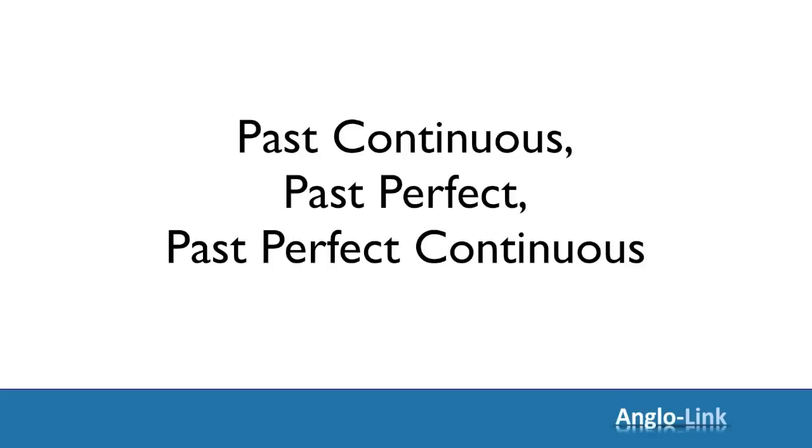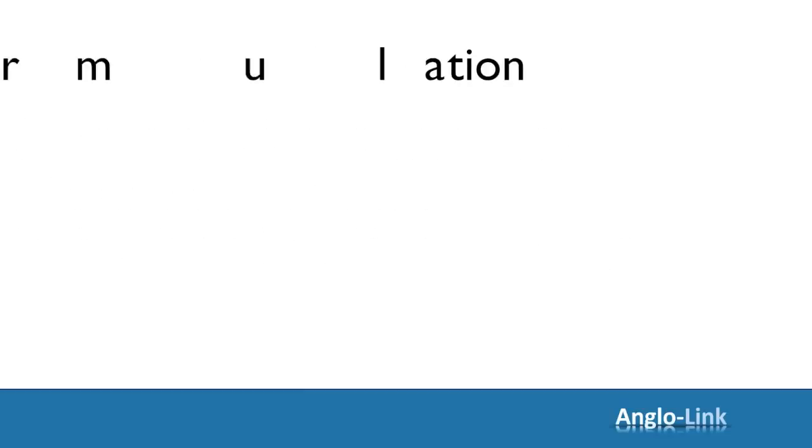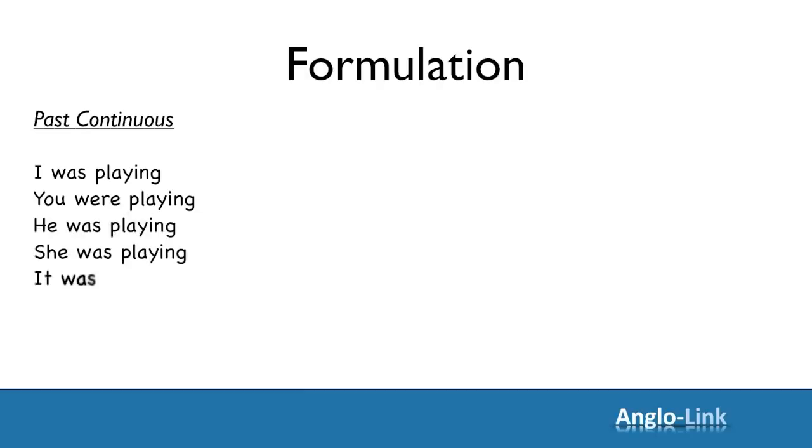Right then, past continuous, past perfect, and past perfect continuous. Let's start by looking at the formulation. Past continuous. The verb to be in the past and the ing form of the verb. I was playing. You were playing. He, she, it was playing. You, we, and they were playing.